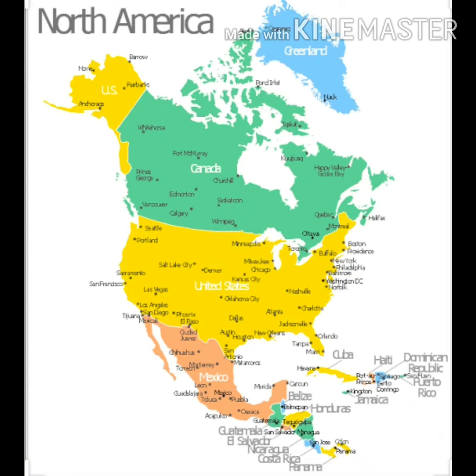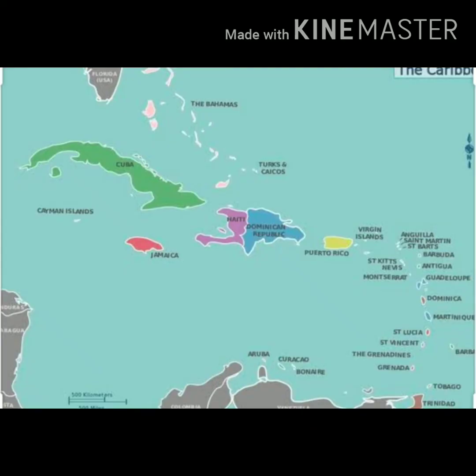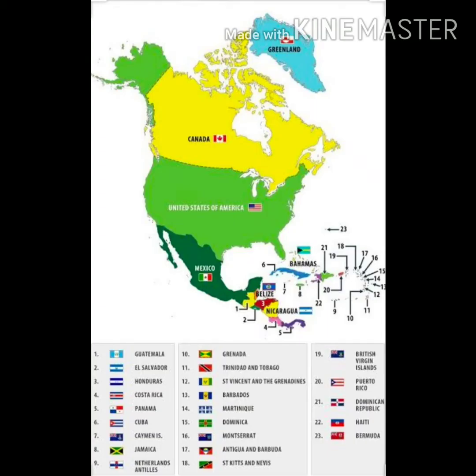Now towards the south. In the Caribbean Sea, there are many islands including Cuba, Jamaica, Haiti, Dominican Republic and Puerto Rico. All these small and big islands near North America belong to North America only. So they all together make the 23 countries of the North America continent.